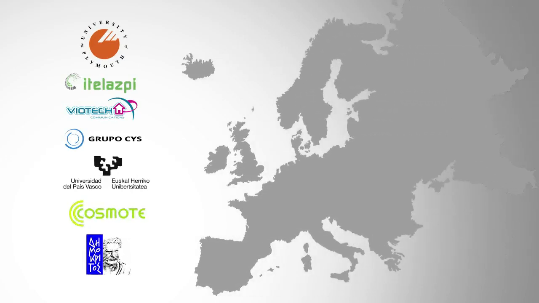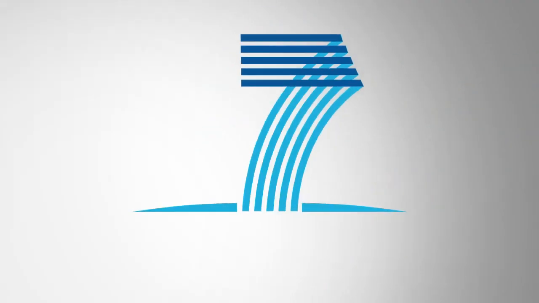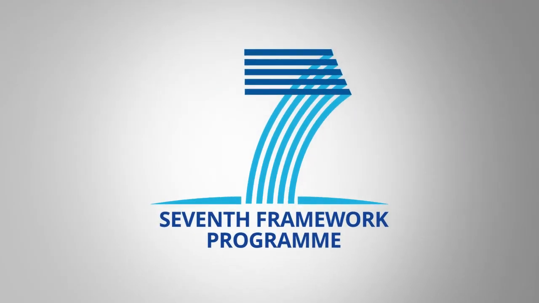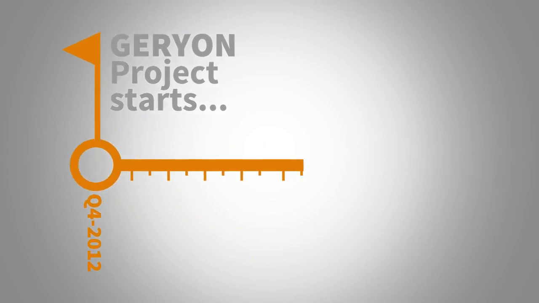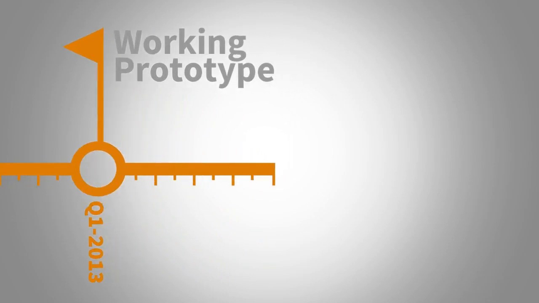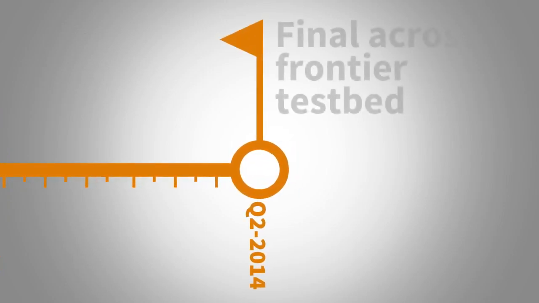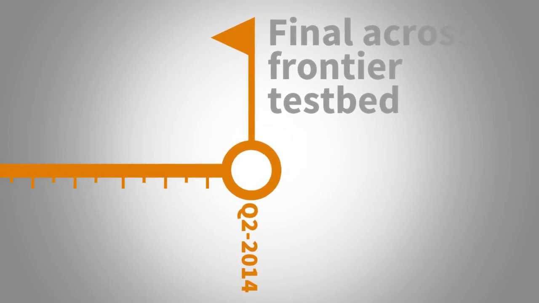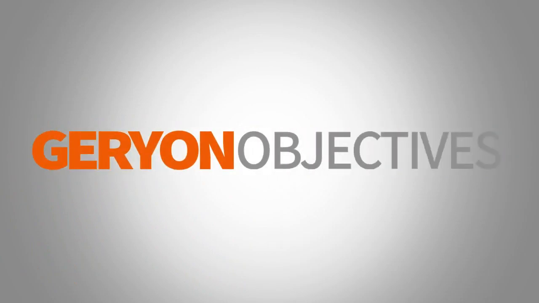Geryon is an EU-financed FP7 project involving 7 organizations across Europe, including 3 academic institutions and 4 industrial partners. In the first quarter of 2013, a fully working prototype with Tetra LTE core, location, group core, messaging. In the second quarter of 2014, final across-frontier tests, including the use of enhanced services, PTT, full conversation and intelligent transcoding, and transciphering by LTE and PMR users.